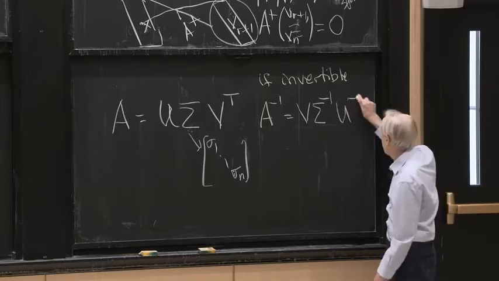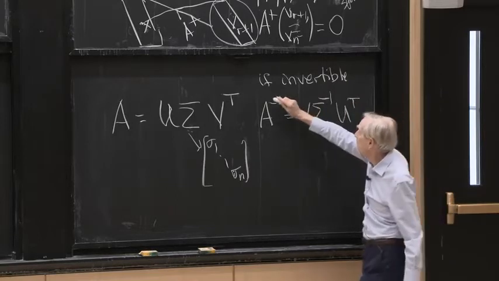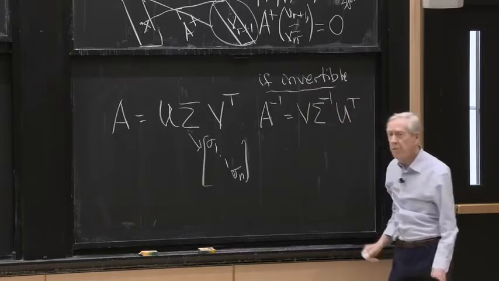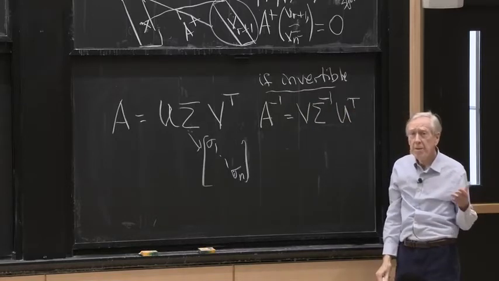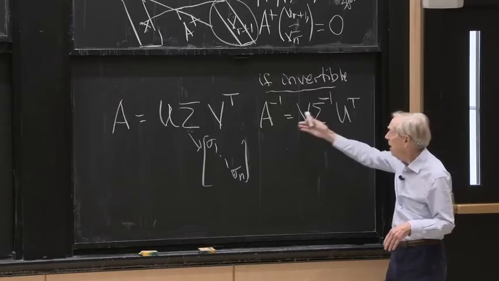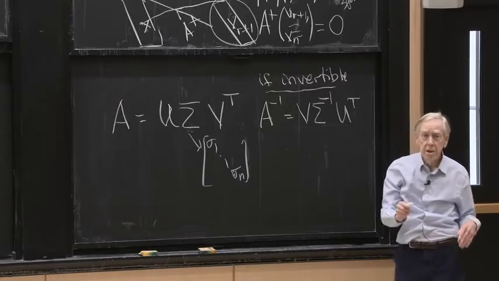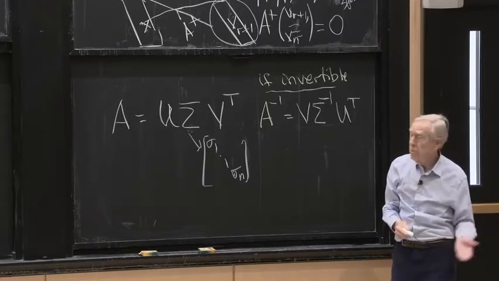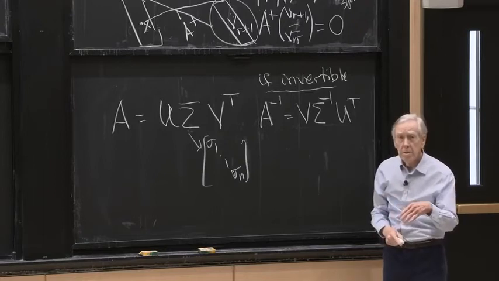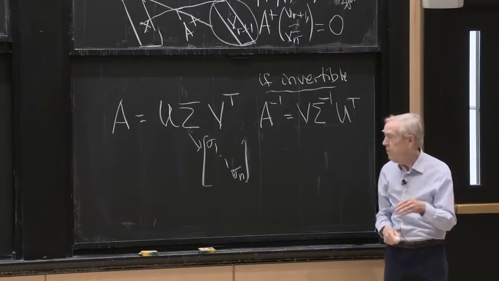Great. Okay, so this is if invertible. If invertible, we know what the SVD of A inverse is. It just takes the V's back to the U's, or the U's back to the V's, whichever.